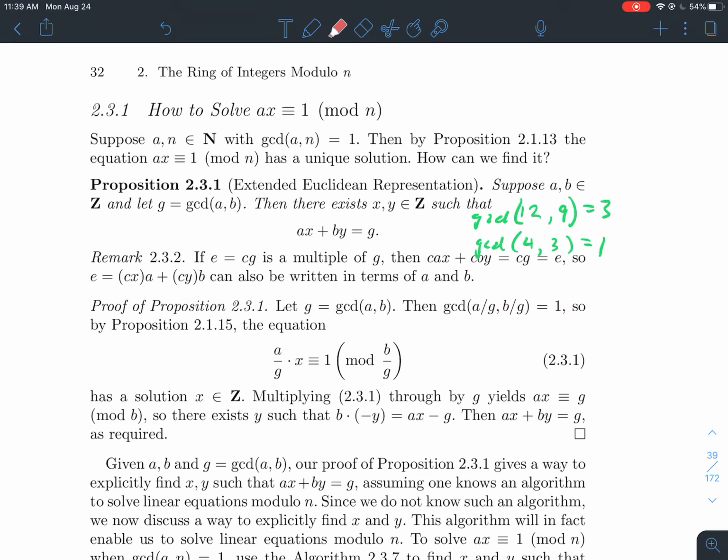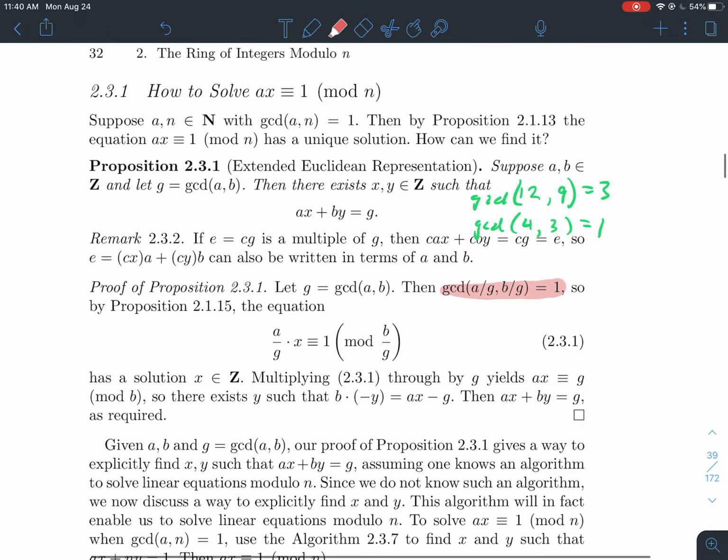So if these two things are relatively prime, then what happens when I plug in a over g where the a is, and let n be b over g? Then I know that this congruence should have a solution. In particular, this congruence is guaranteed to have a solution, again, because we just said that these two numbers are relatively prime to each other. It satisfies this condition right here with a over g and b over g instead of a and n. So in particular, there exists a number x that makes this congruence true.